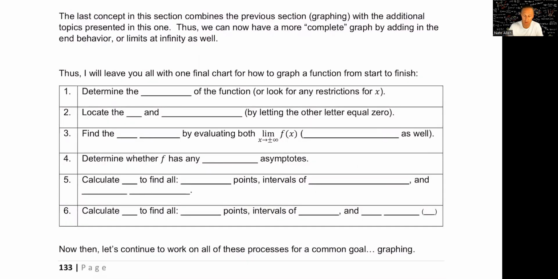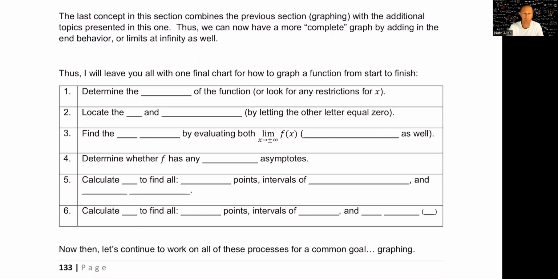So the last thing I wanted to go over is kind of a synopsis of all of this. How can we combine this section with the one previous in graphing and kind of put it all together? Now remember, the one previous was just the important stuff in the middle, where this is now talking about the ends. So here are 6 steps for you to be able to get a very, very close representation of what the exact graph would look like.